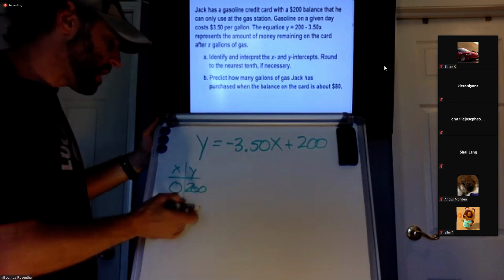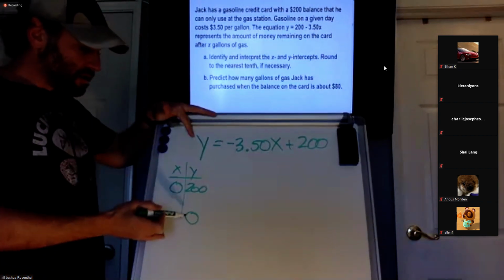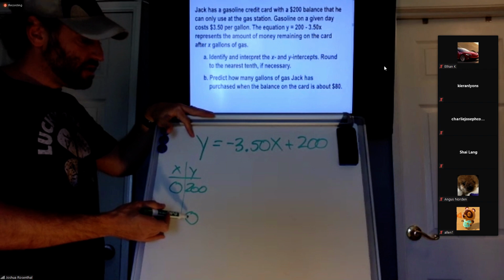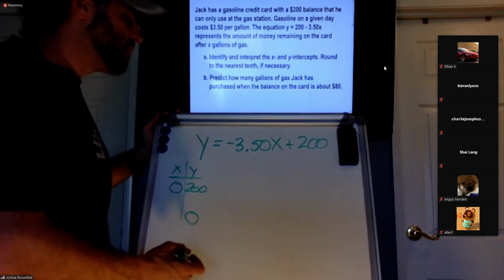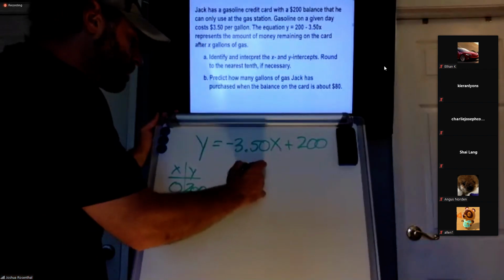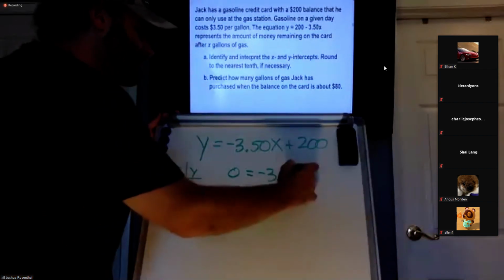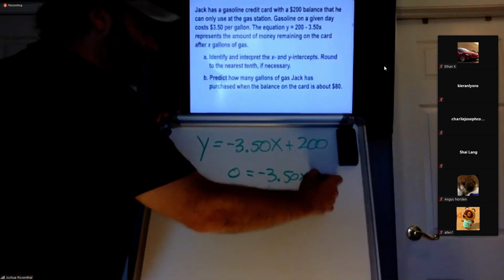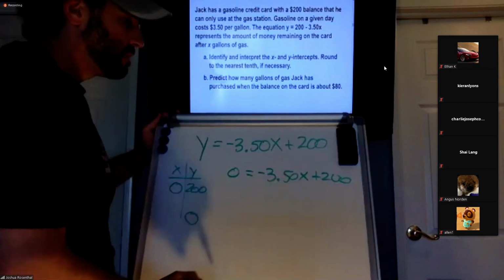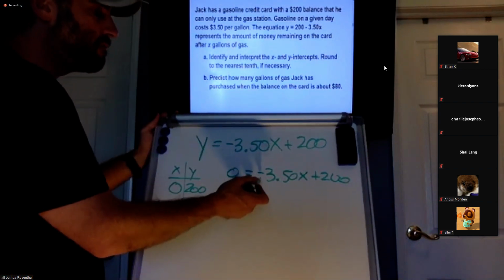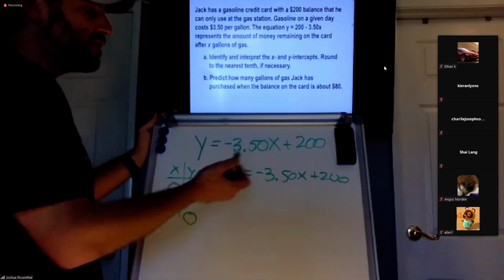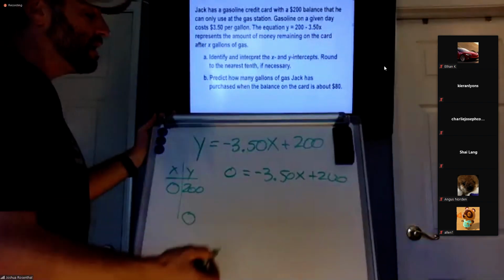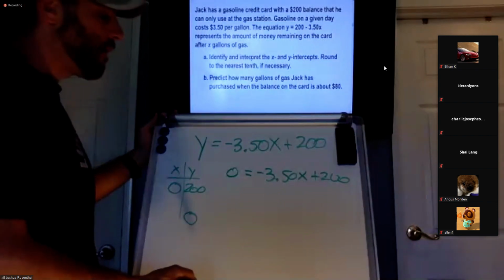The Y-intercept is when X is 0. The X-intercept is when Y is 0, right? So you run out of all your money on your credit card. So basically you're finding out how many gallons of gas it will take to do that. Well, you can solve this. You might intuitively know, oh, I'll just divide $200 by $3.50 a gallon, and that'll tell me how many gallons before I run out of money.